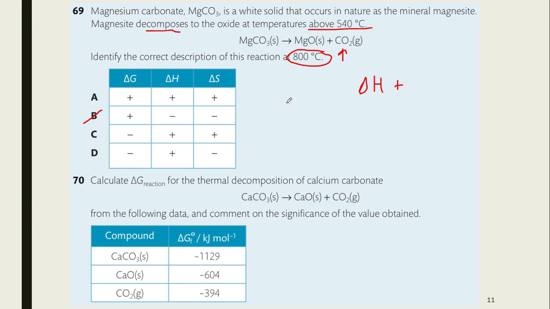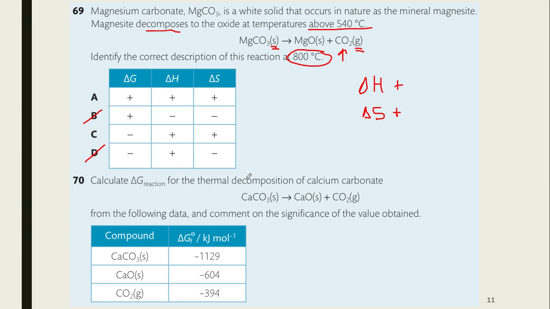Okay, we can also look at our equation and consider our change in entropy. We're starting with something that is solid, and we're ending up by making a gas. So because we're going from something that is ordered to something that is more disordered, our entropy is also increasing. So we have a positive change in entropy. So that eliminates letter D.